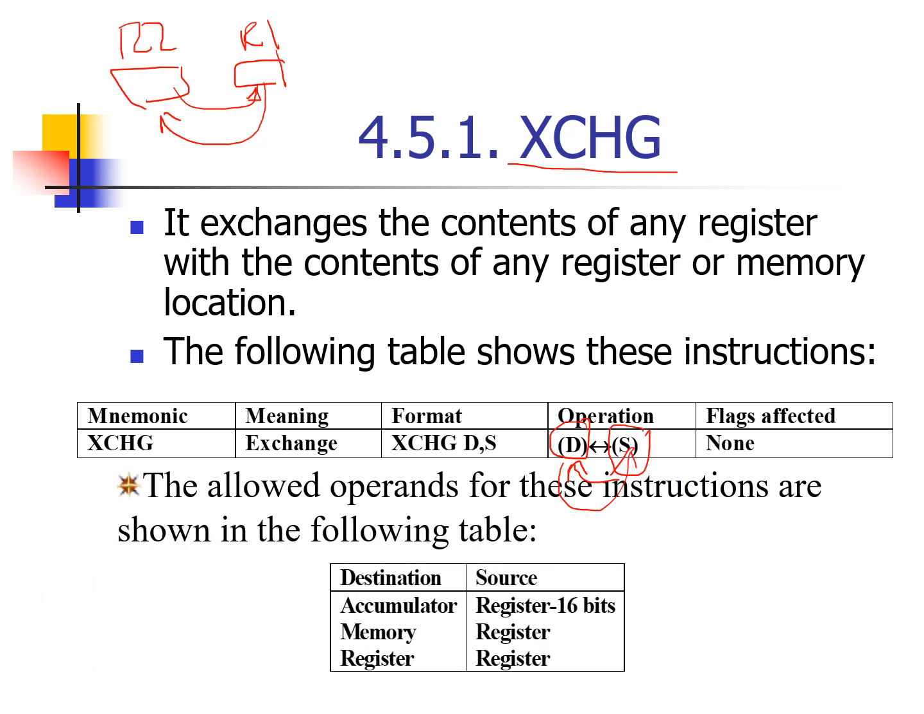The operands used for the source: a 16-bit register or a register. So you take register, 16-bit to accumulator, register to memory, register to register.